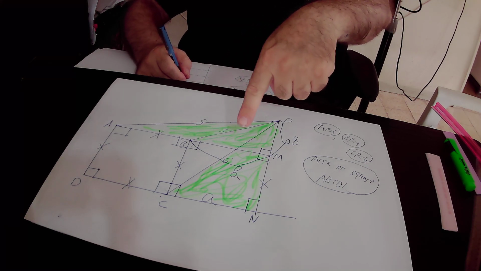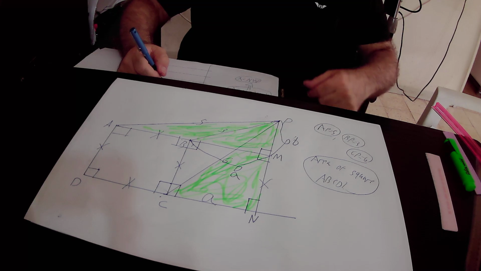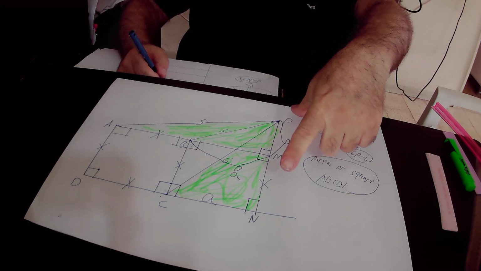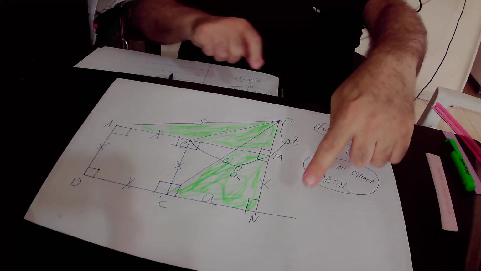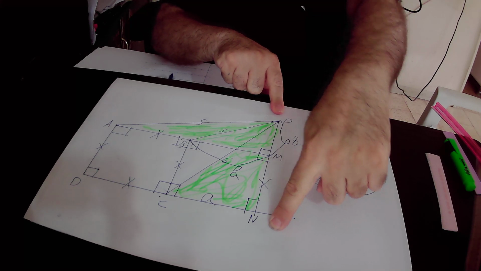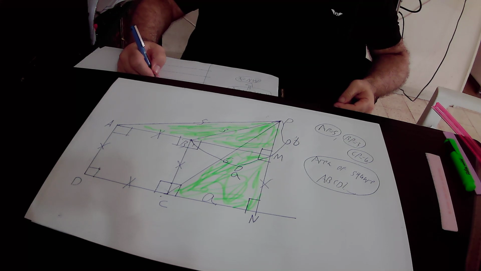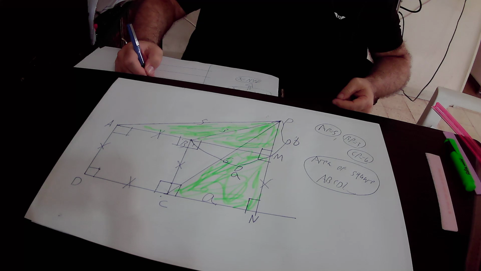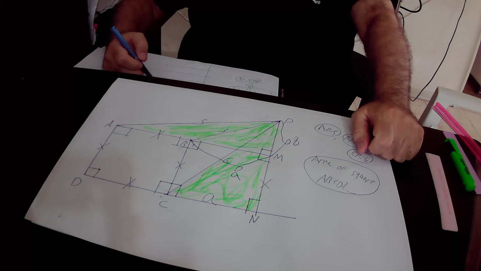PC equals 6 units, therefore PC squared is 6 squared, that is 36. That is equal to PN squared. Here it is very easy to see that PN equals b plus x. Therefore PN squared will be equal to (b plus x) squared plus CN squared. CN equals a, therefore CN squared will be equal to a squared.